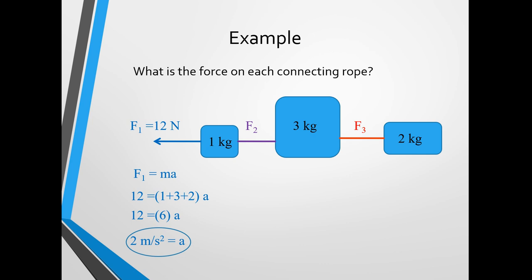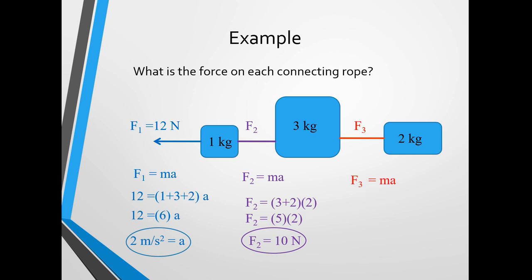We can use that then on the second force of the rope, which is still mass times acceleration. However, in this case, this second rope is only pulling the two objects behind it. It doesn't have the weight of the 1 kilogram object on it. So its mass would simply be the 3 and the 2, and we know already the acceleration is 2 meters per second squared. So the force here would have to be 10 newtons.